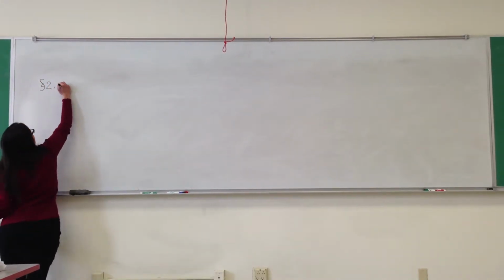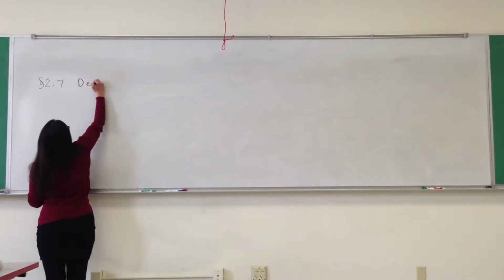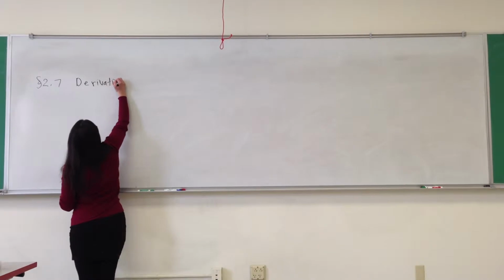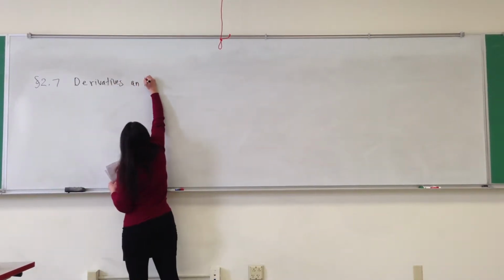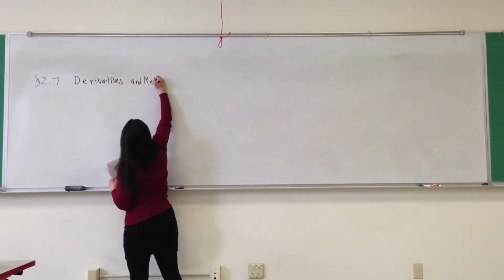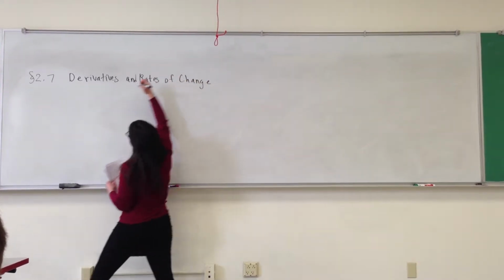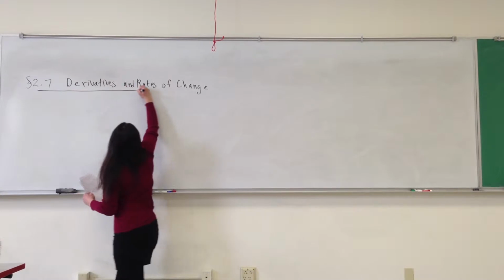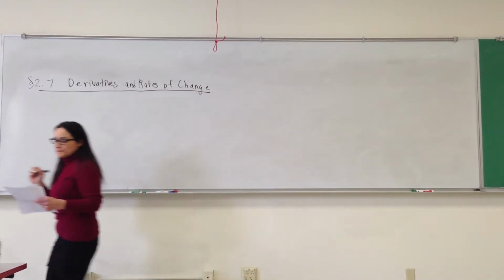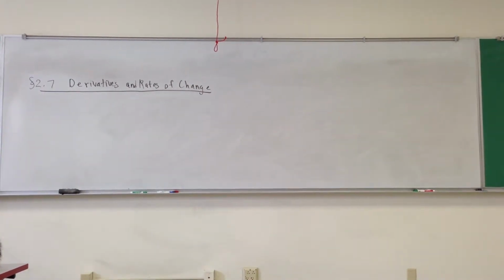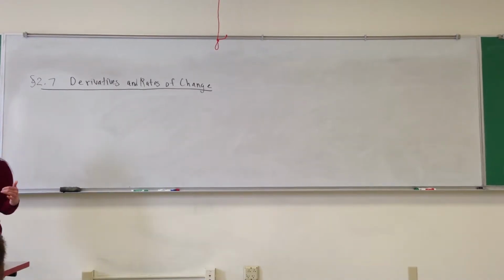Section 2.7, which is called derivatives and rates of change. And a lot of this section is review from what we did in section 2.1.